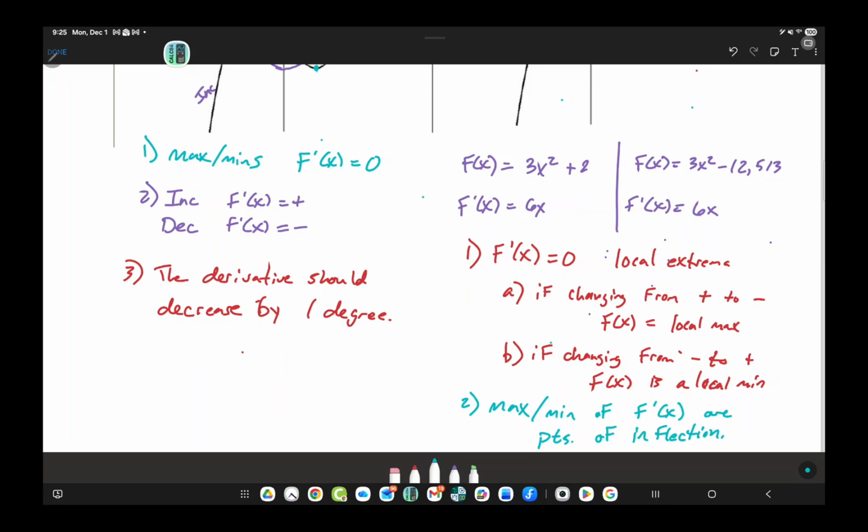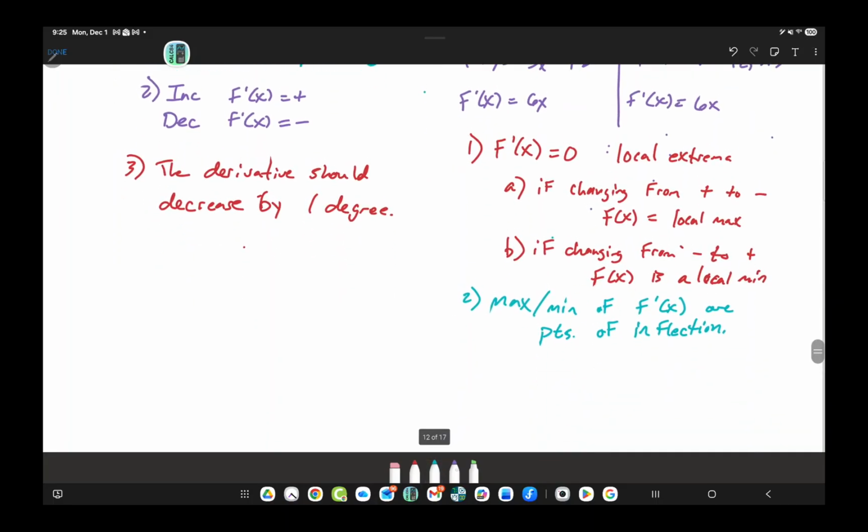So where it's going to change from concave up to concave down. F prime of x is greater than 0, f of x is increasing. When f prime of x is less than 0, f of x is decreasing.